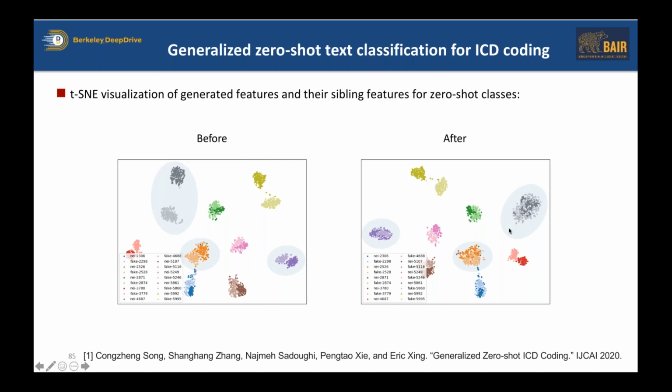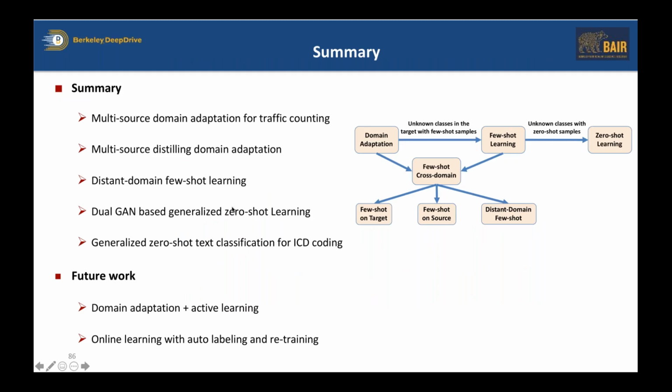So till now, I have introduced a series of research on domain adaptation, few-shot learning, and zero-shot learning. Actually, all these problems can be summarized as learning with limited labels. If we have unknown classes in the target with few-shot samples, domain adaptation becomes the few-shot learning problem. If we have both domain shift and new categories on the target, it becomes the few-shot cross-domain problem. And if we have no training samples at all, it becomes the zero-shot learning problem.